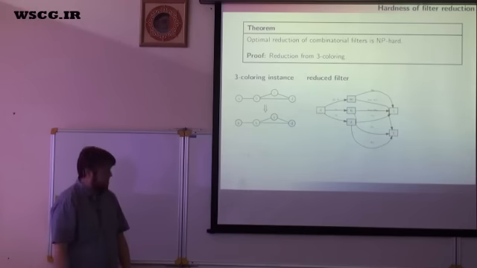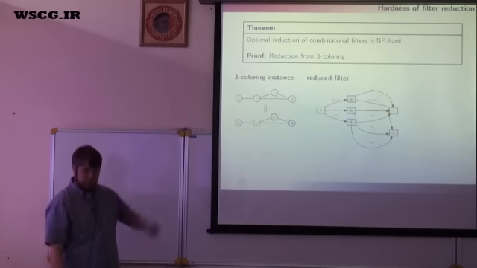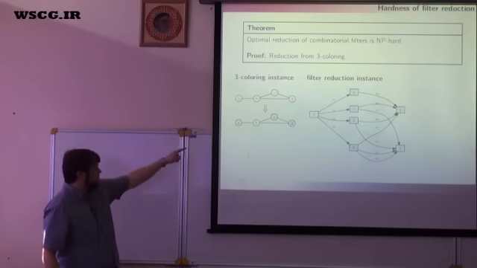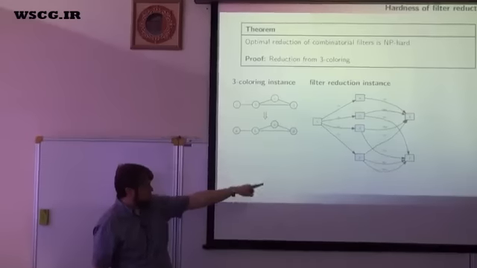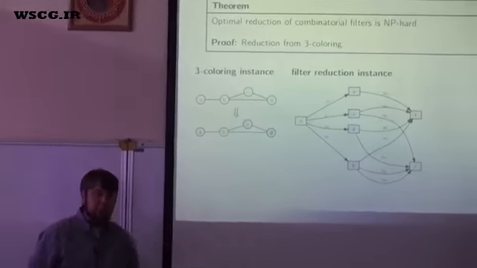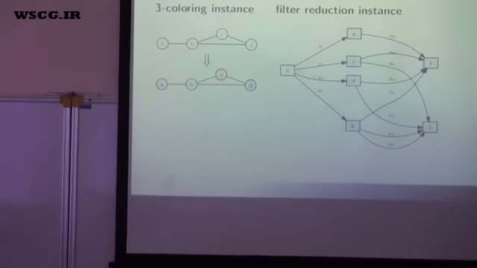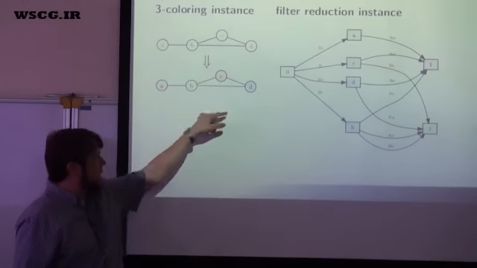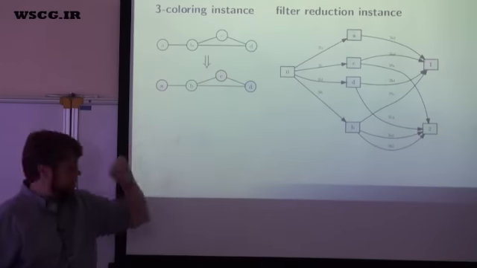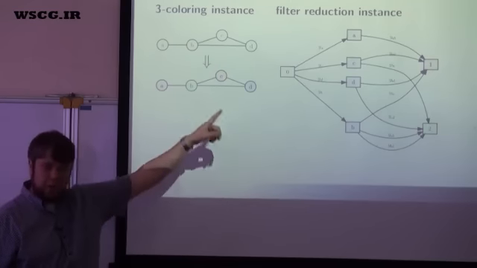Okay. So here's the idea. The important part is in the middle level. We take every vertex in our three coloring instance and create a vertex in the middle layer of our filter. Here's our goal. I want to make sure that any filter reduction algorithm can merge or collapse a pair of states if and only if it's okay to give them the same color in the three coloring instance. So if there's no edge between them, such as between A and D, then I want to set up a filter where it doesn't matter if the filter loses track of whether I am at A or at D.